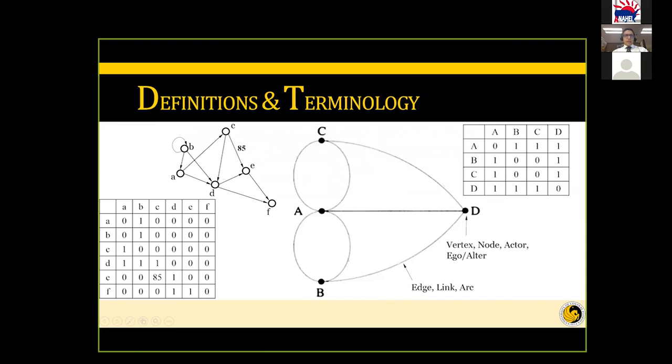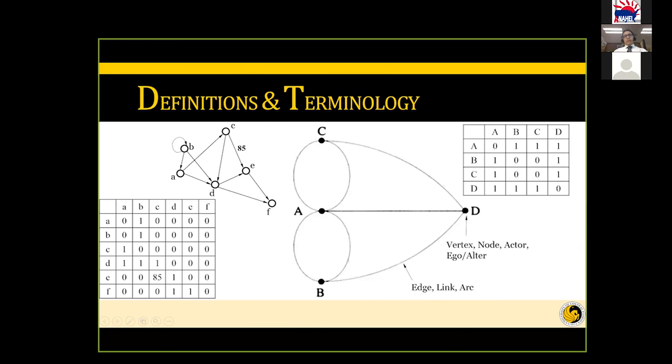And here is the adjacency table for this graph down here, which is no longer mirrored around the diagonal. Also, not all of the values on the diagonal are 0, because B is connected to itself.